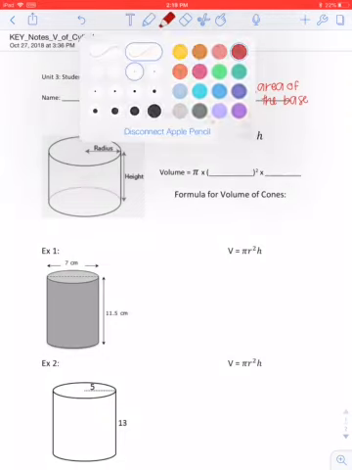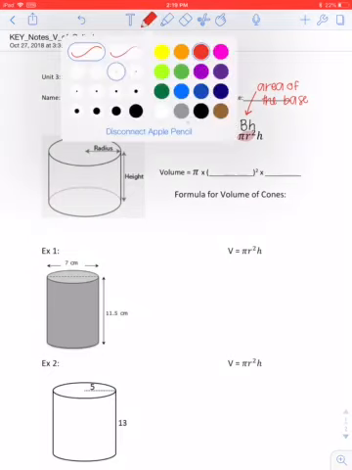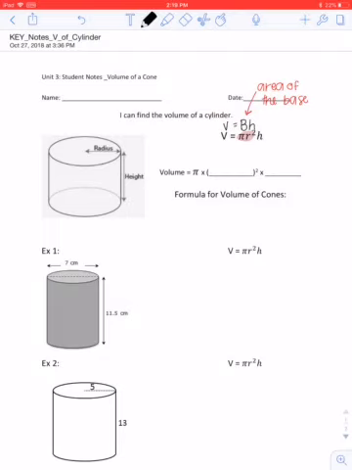That's how we get the pi r squared piece here, because that is how you find the area of a circle. So to expand that even more, we're going to write volume equals pi times the radius, not the diameter, but the radius squared, times the height, and that is the height of our cylinder.